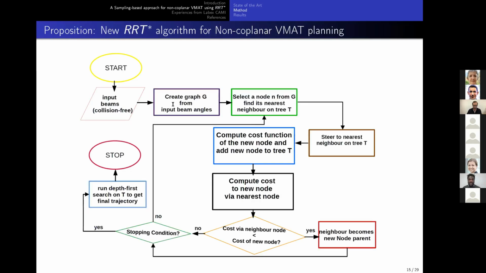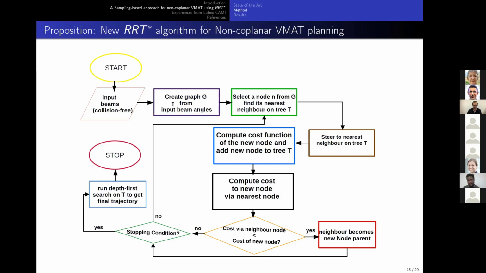The proposed algorithm is like this. So we start with some input beam orientations. We create a graph from this beam orientation to the second stage. Then at each stage, we select a node from this graph, and then we try to steer to a certain neighbor node, to the node that we selected on the graph. So at each stage, at least after the steering part, we compute the cost function.